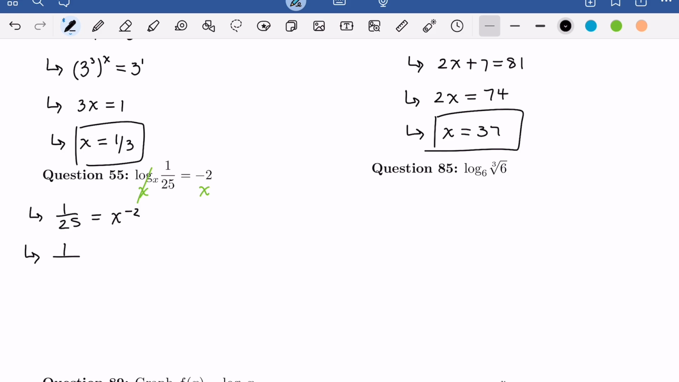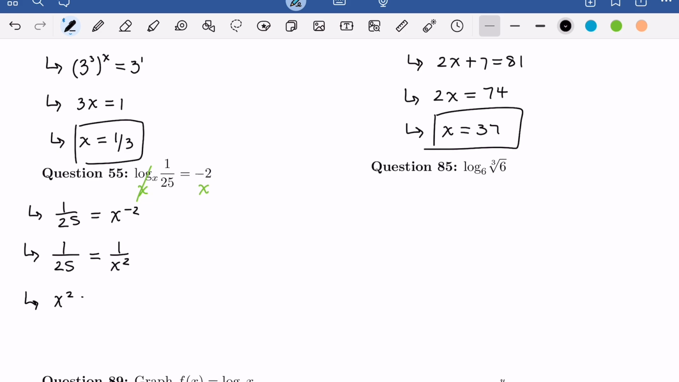Now before we go any further, we definitely want to rewrite this with positive exponents. So we're going to have 1/x squared on the right-hand side. Now from here, you might be able to easily see what our x value is going to be. But algebraically, what we're going to do is cross multiply on both sides. Doing that, we're going to end up with x squared is equal to 25.